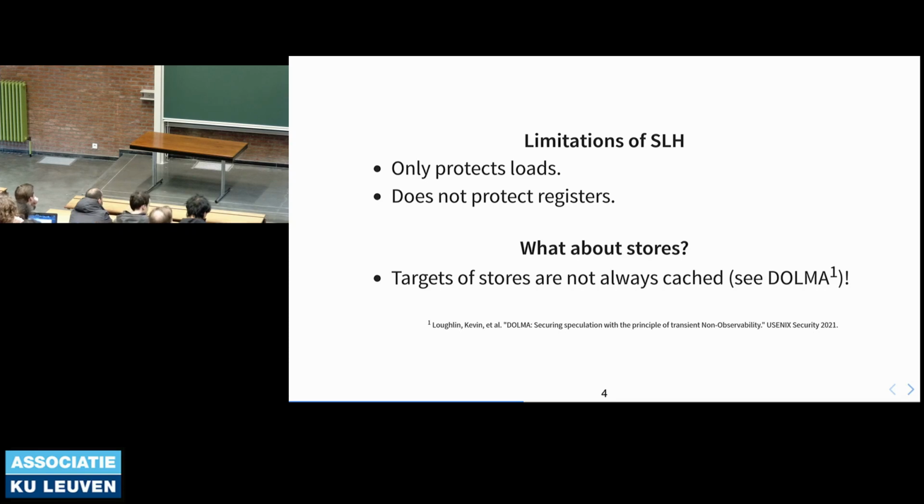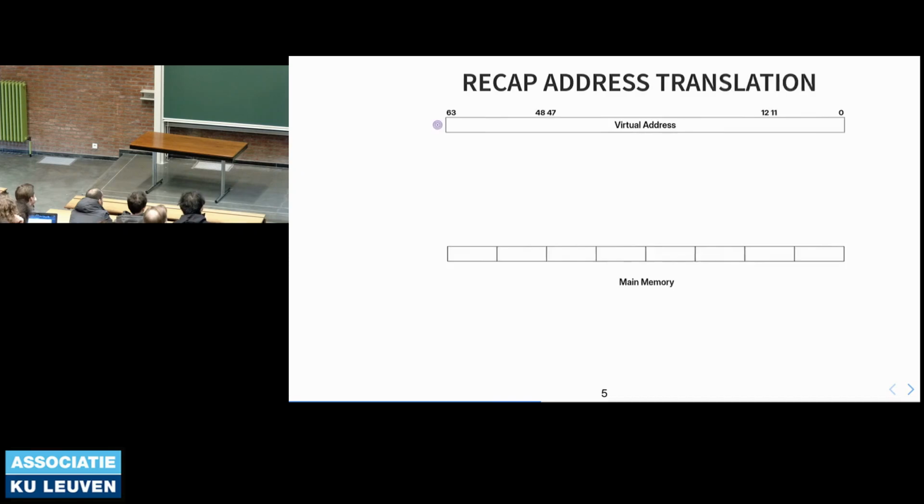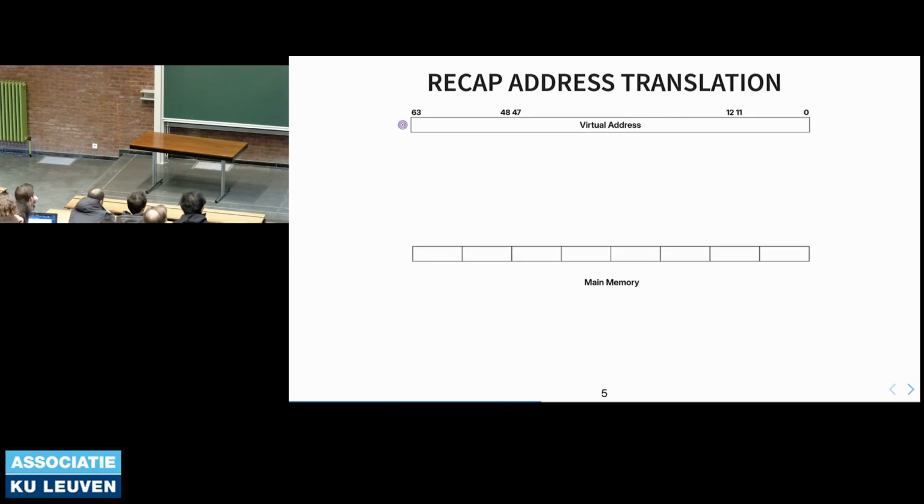But this started us thinking, well, we know that stores, of course, still use virtual addresses. So maybe the address translation process can be used to exfiltrate some information, also for transient instructions. And this is kind of our starting point. So maybe before I get into the direct details here, I want to give a quick recap on how address translation works. For this, let's just consider a virtual address.